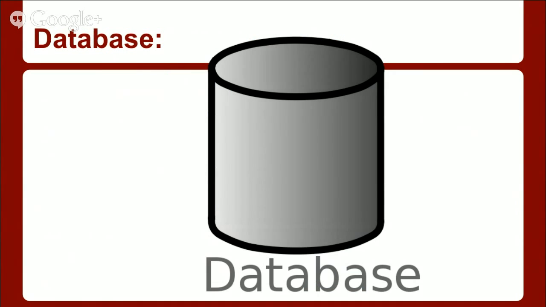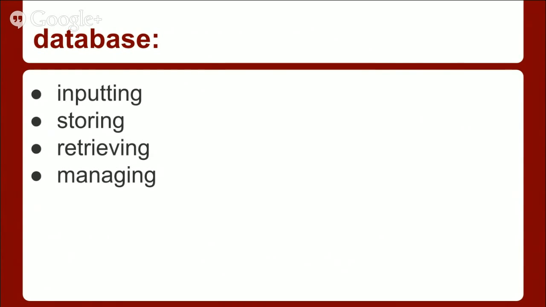The second topic of today's discussion is databases. As stated earlier, a database is an organized collection of data. The data is normally organized to model aspects of reality in a way that supports processes requiring information. A database is created to operate large quantities of information. This is done through inputting, storing, retrieving, and managing information.